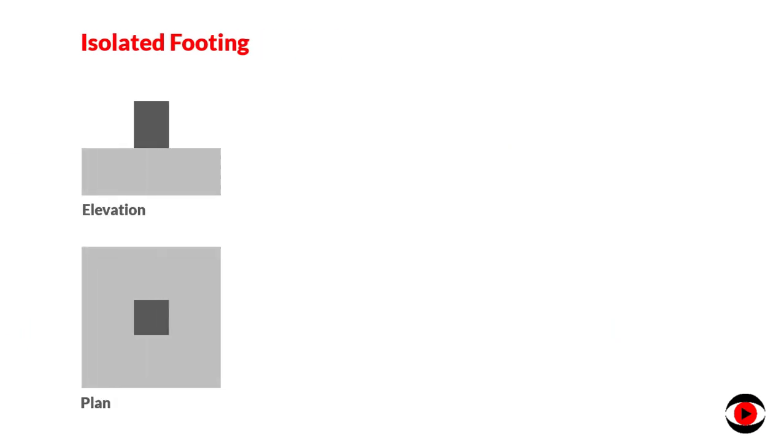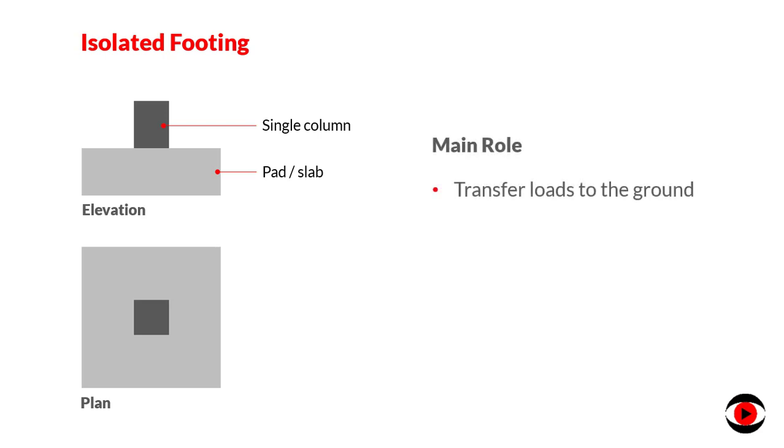Isolated footings are shallow foundations which consist of a pad or slab that supports a single column. Like any other foundation, their primary role is to transfer loads from the superstructure to the ground. They are the most commonly used footings because they are economical and simple to construct.